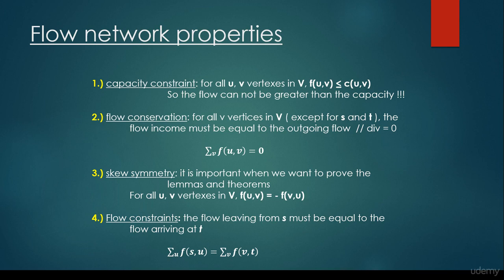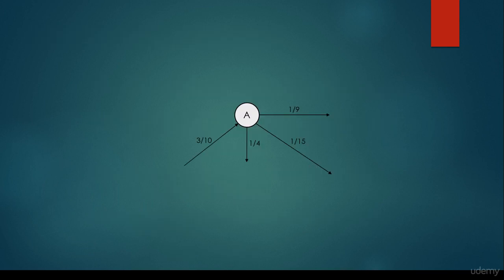So basically the flow conservation means that we have, for example, a given node. This is the node A. We have 4 edges. A single edge is pointing to this node or vertex A. It has a capacity 10 and a flow 3. And basically there are 3 edges coming out from this vertex A. One with capacity 9 and flow 1. The second edge is going out from vertex A, has the capacity 15 and the flow 1. And the last edge coming out from vertex A has the capacity 4 and the flow 1.